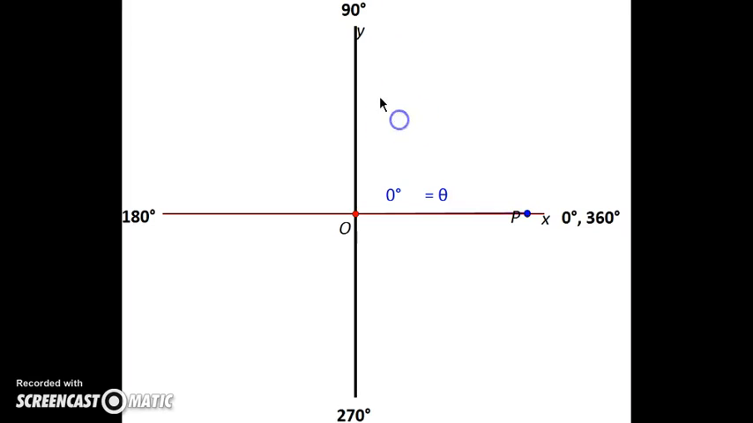Another benchmark angle would be on the y-axis. The positive y-axis can be thought of as our 90-degree line. The negative x-axis can be thought of as our 180-degree line. And the 270-degree line would be on the negative y-axis. And as previously indicated, once we get a full rotation around, we've made it all the way back to 360 degrees, the same location as the 0-degree line.